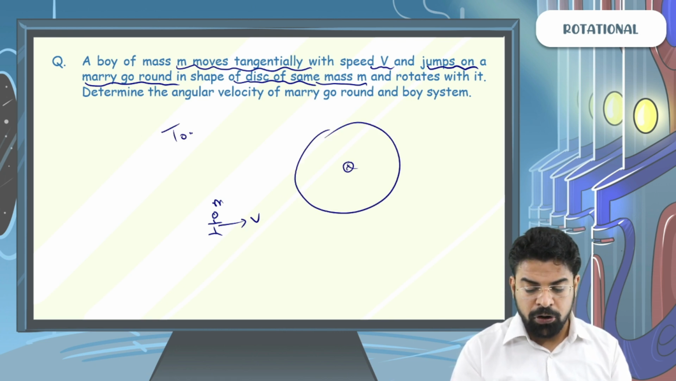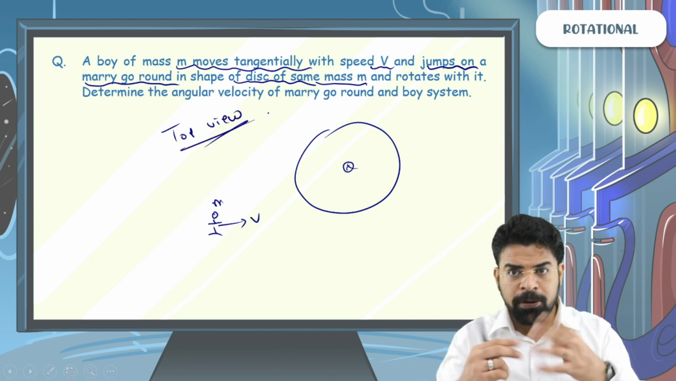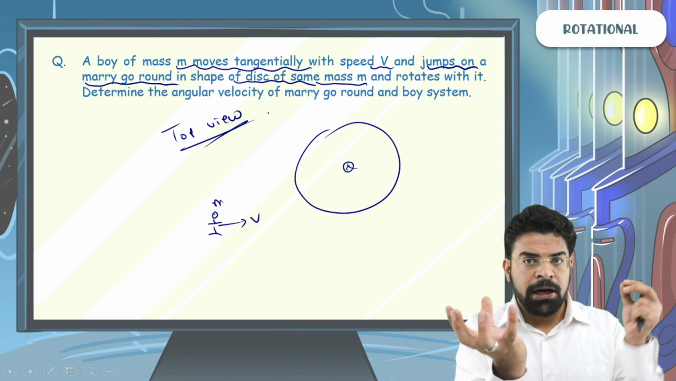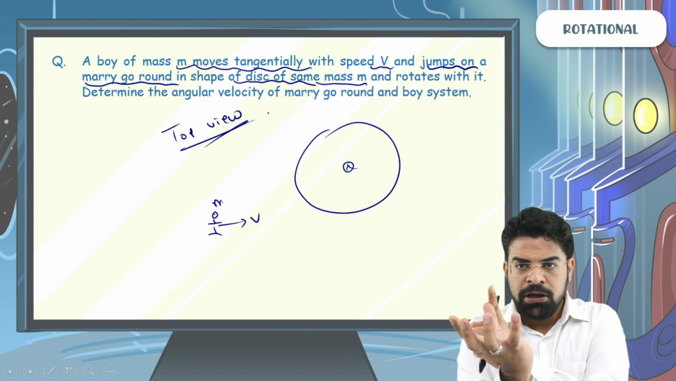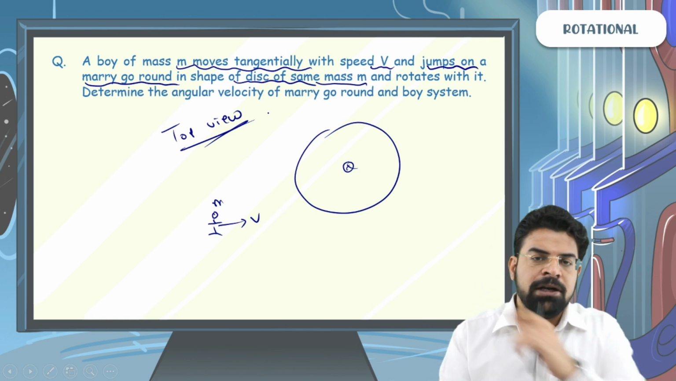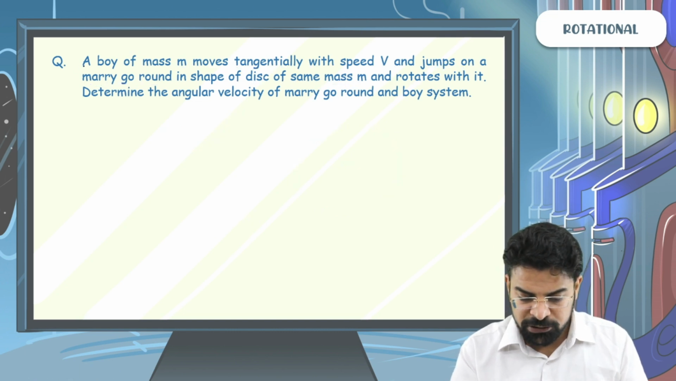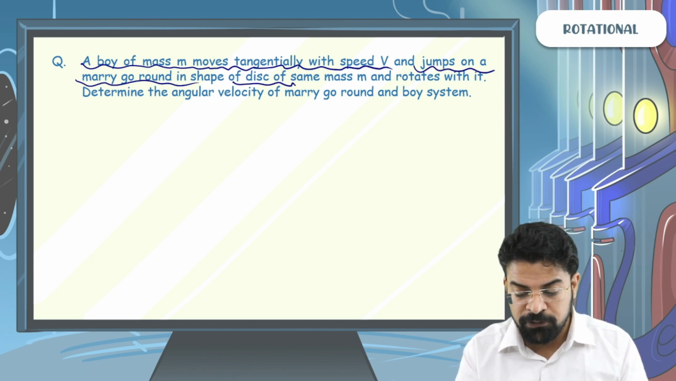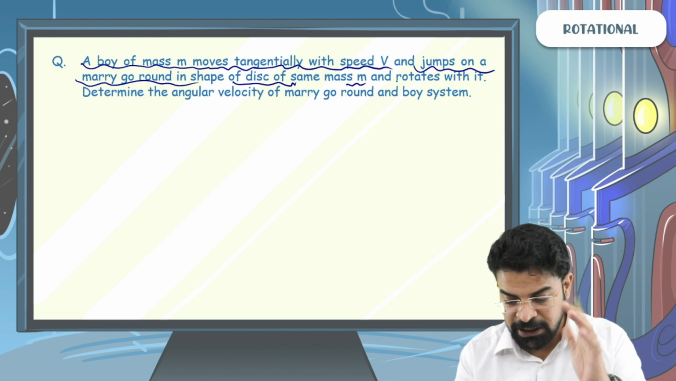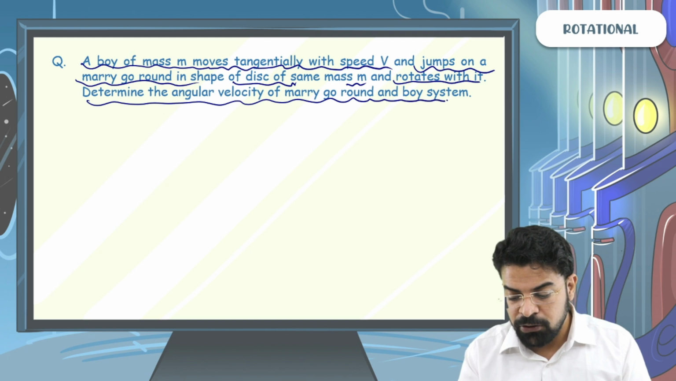We are looking from top. Okay, we are an eagle, a bird. We are looking from top and we see that there is a merry-go-round and there is a guy coming and he jumps tangentially over the merry-go-round, and because of that the whole merry-go-round and the boy start to rotate. So once more, the question: a boy of mass m moves tangentially with a speed v and jumps on a merry-go-round in the shape of a disk of the same mass m as the boy and rotates with it. Determine the angular velocity of the merry-go-round and the boy system.